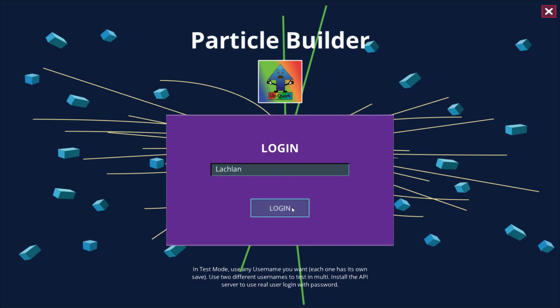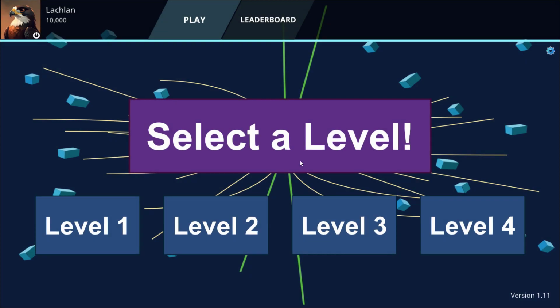Alright, now you can put in whatever name you would like as your login name, and then you select a level. The different levels in the Particle Builder game actually incorporate different levels of physics. So when you look at level 1, it incorporates annihilation, and it just helps you get familiar with some of the different particles, as well as particle systems like baryons and mesons.